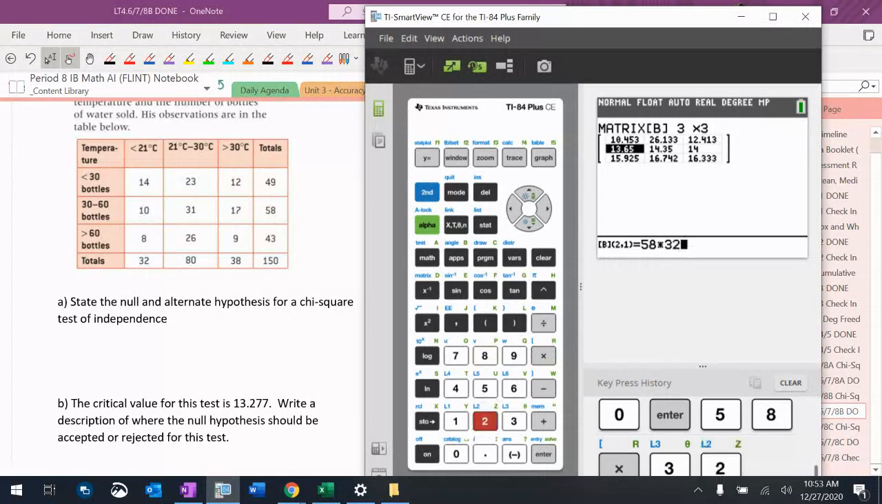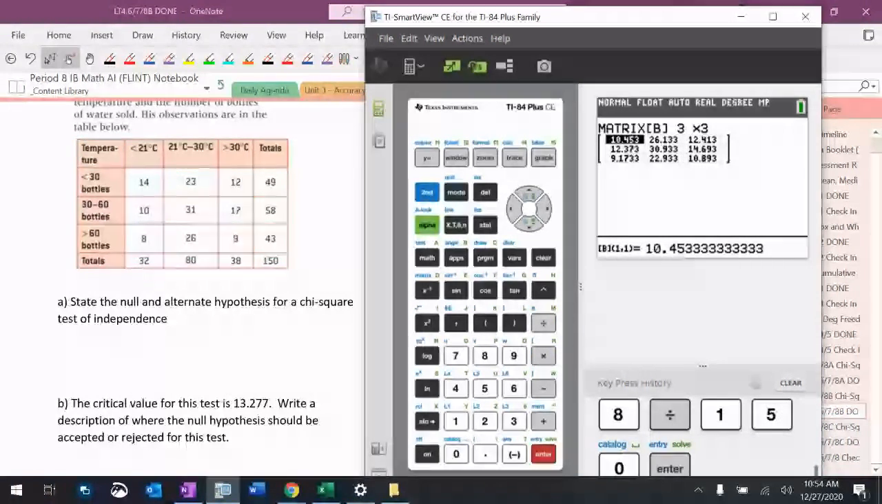58 times 32 divided by 150. 58 times 80 divided by 150. 58 times 38 divided by 150. 43 times 32 divided by 150. 43 times 80 divided by 150. 43 times 38 divided by 150. Okay, so now I've got them in the right spot.